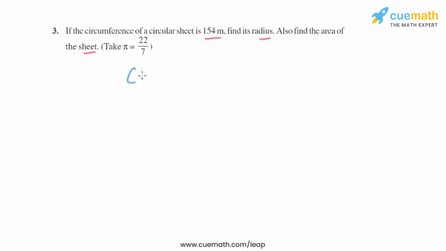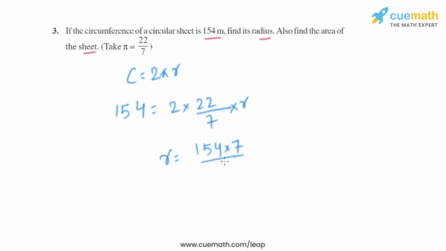So we know the formula to find the circumference is basically 2 pi r. And the circumference is given in the question, that is 154 meter, that equals 2 into 22 by 7 into r. So from here we will get the value of r, that is 154 multiplied by 7 divided by 2 into 22. And after solving this we will get the value of radius, that is 24.5 meter. So that will be the radius of the circle.